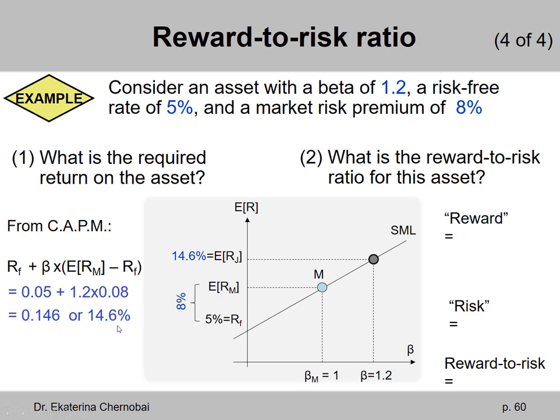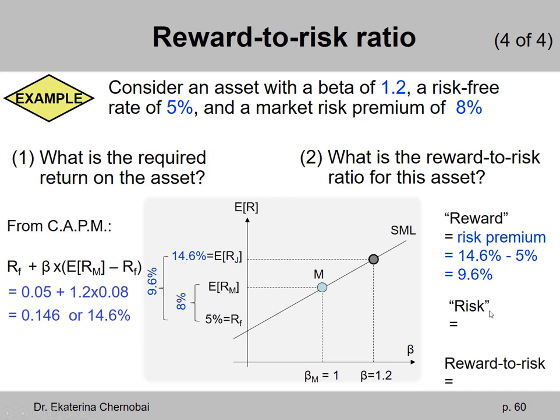So we take the return, we calculate it from step 1, and we subtract the risk-free rate of 5%. So the risk premium, which is the reward, equals 14.6% minus 5%, which gives 9.6%. And on the graph, that's the distance between the expected return on our stock and the 5% risk-free rate along the vertical axis. Now let's calculate the risk.